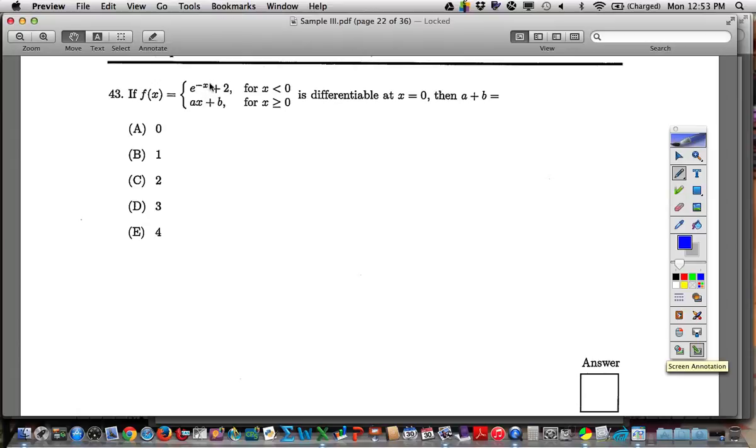All right, so put a 0 in for x into this one. e to the 0 is 1. 1 plus 2 is 3. Put a 0 into this one, you get b. All right, so we just figured out b. Okay? b has to be a 3.